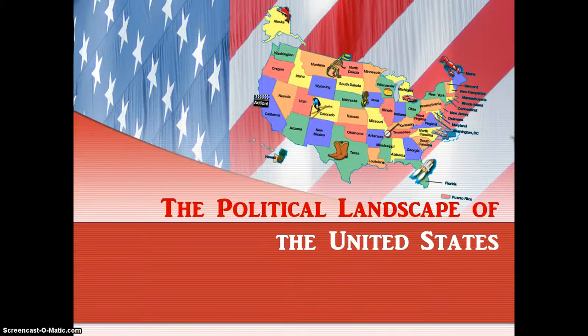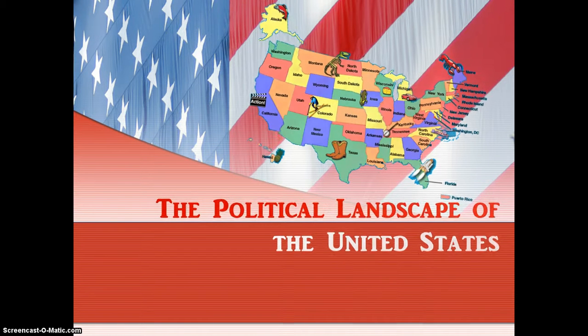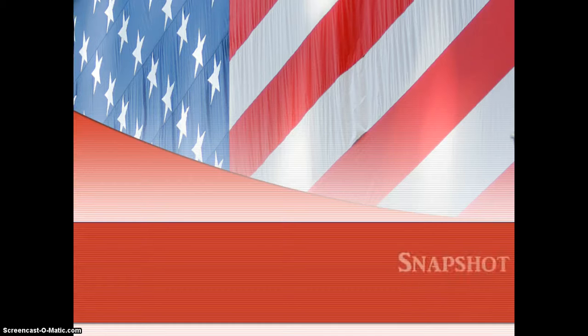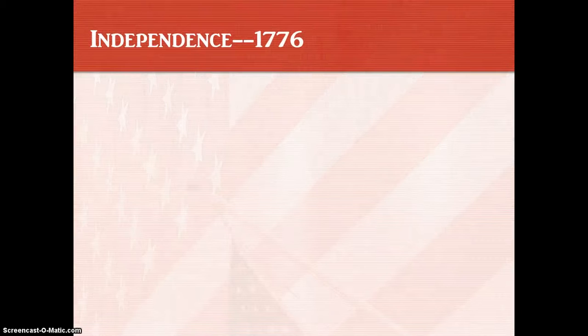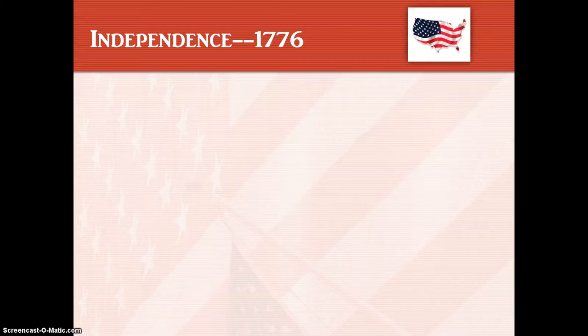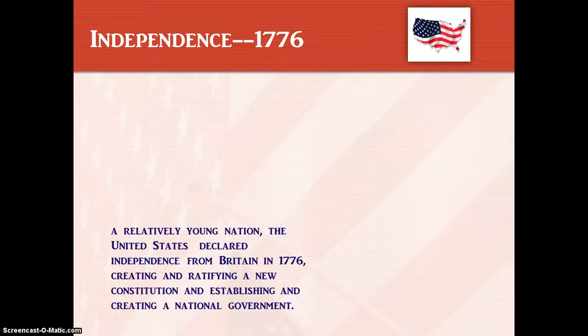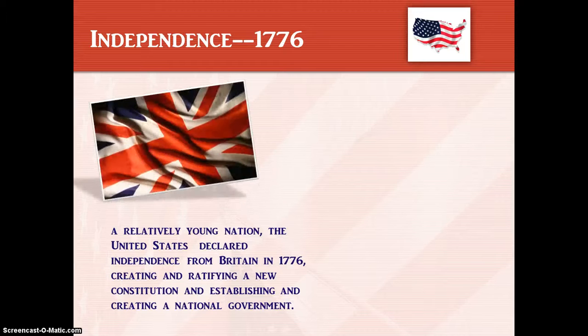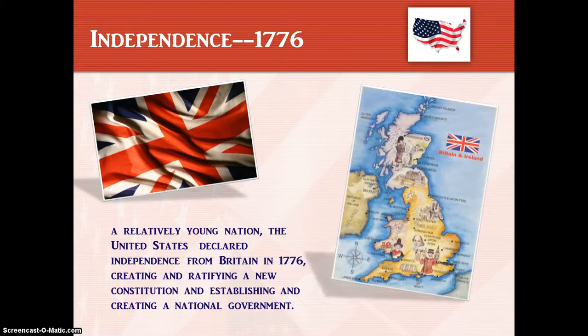Political landscape of the United States. Snapshot. The United States gained its independence in 1776. A relatively young nation, they were able to create and ratify a constitution, creating a national government.